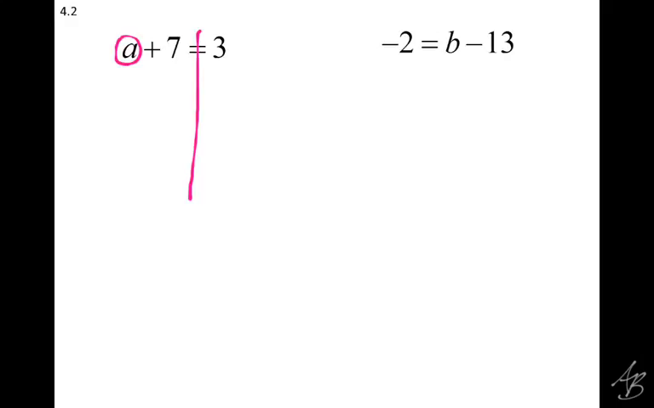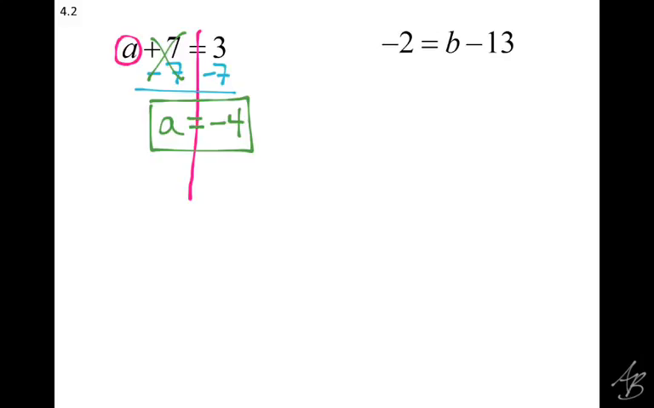We want to get a by itself, so we have to get rid of the 7. How are we going to get rid of that? Subtract 7. So we subtract 7 from both sides. On the left side, those 7's cancel, leaving the a. On the right side, we have a positive 3 and a negative 7. So since we have positives and negatives, they're going to cancel, and what's going to be left? Negative 4. All right, so there's 4 more negatives than there are positives, so we get negative 4 there.